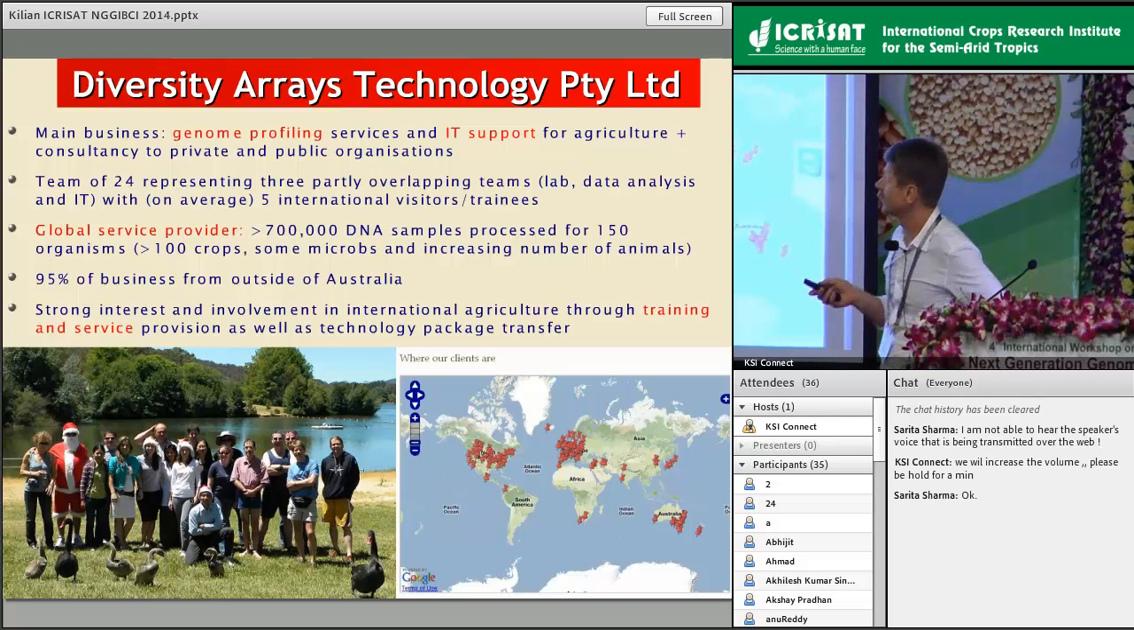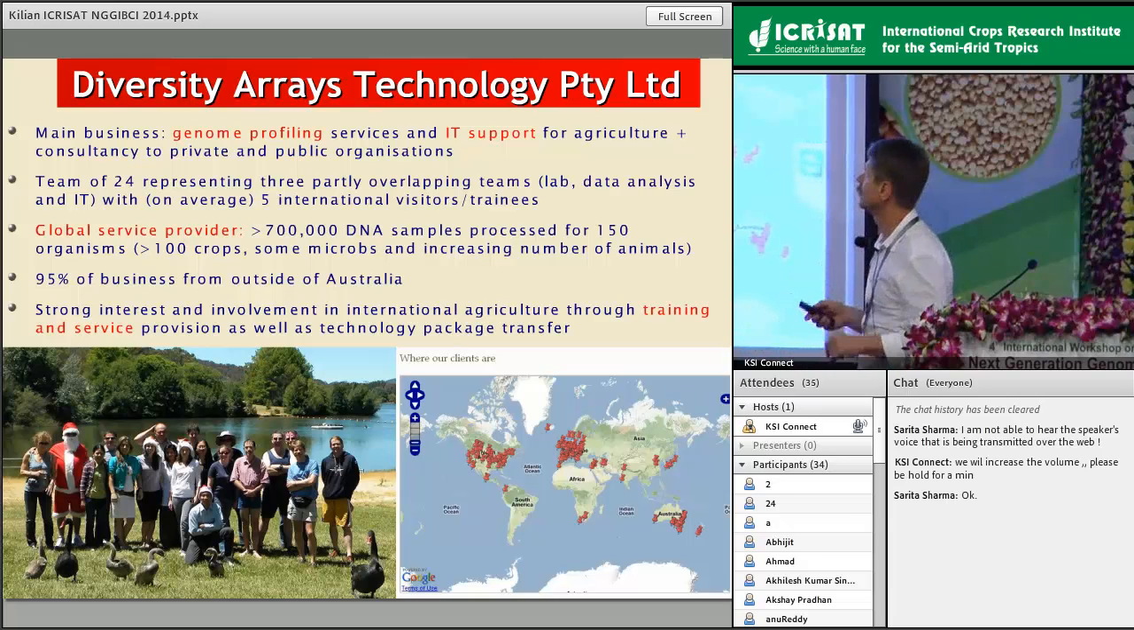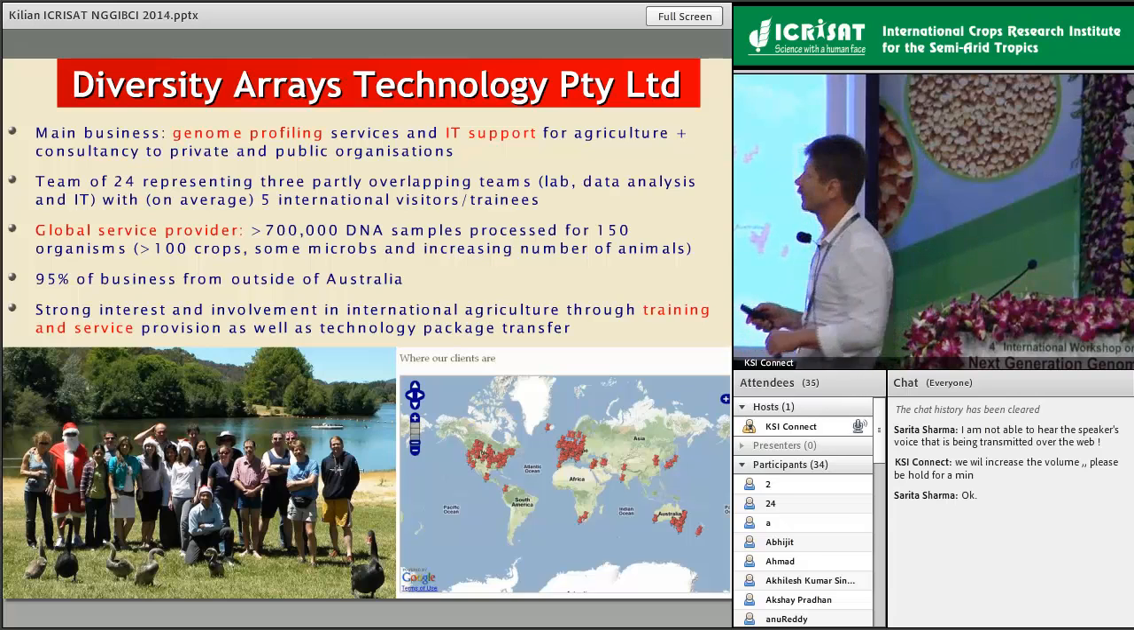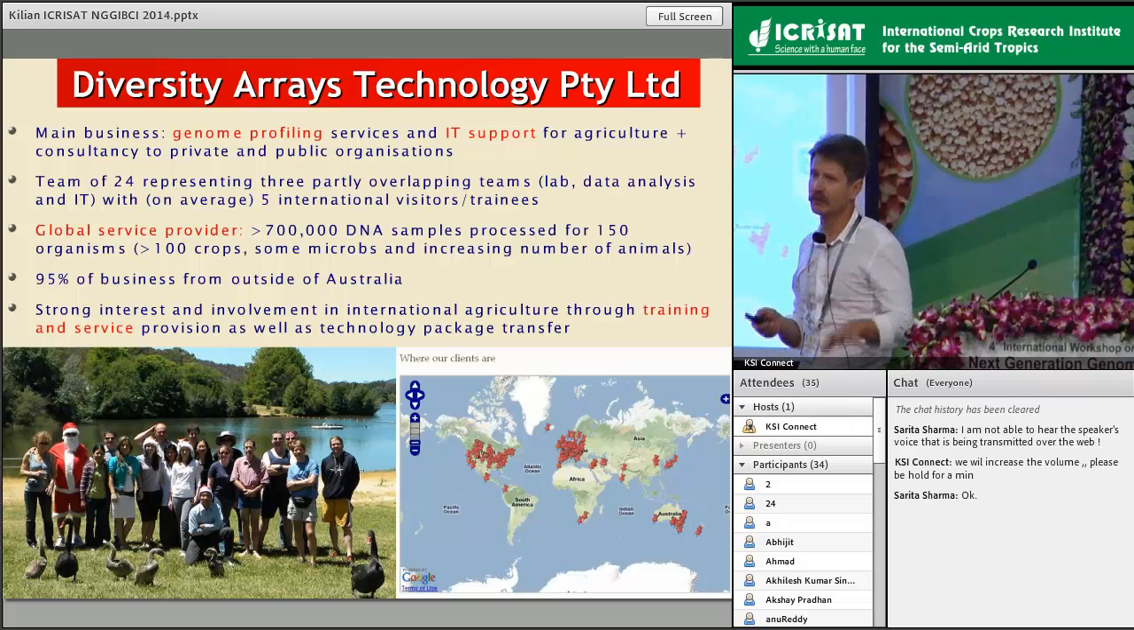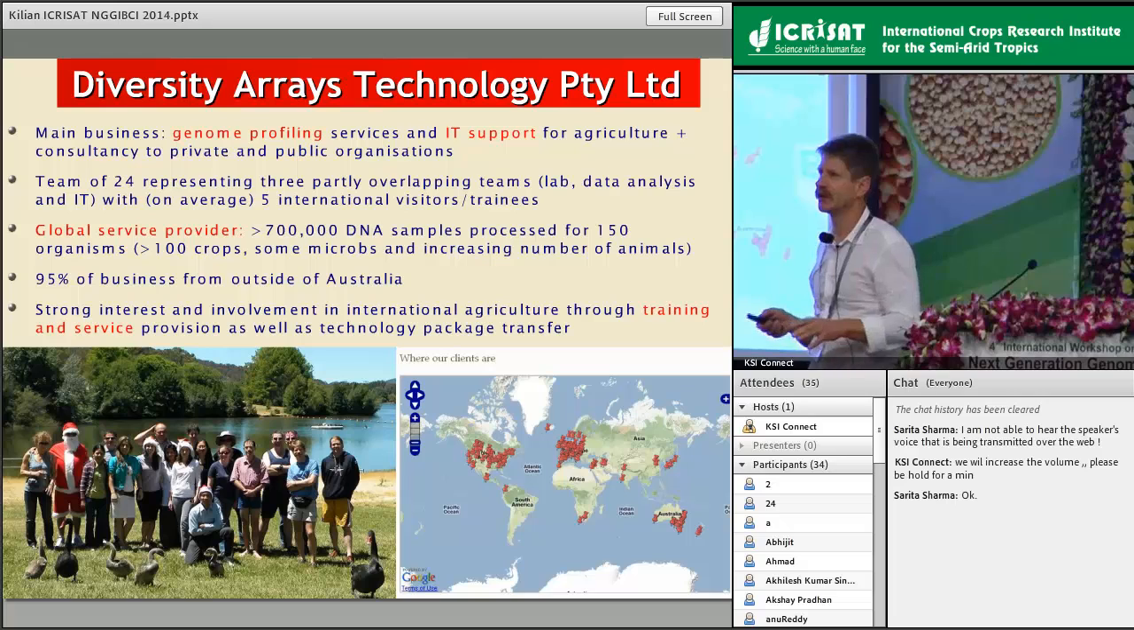At the moment, we are a team of 24. We have like 3 different legs, so like a tripod. We partly overlap with people both in the laboratory, then in data analysis, and also sort of a straight IT team. And on average, we have about 5 international visitors in the company at any time. We are global service providers.